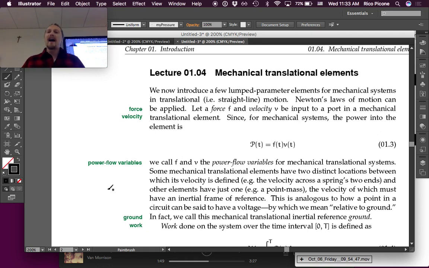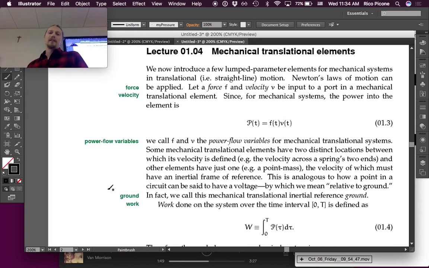Okay, so this is analogous to how a point in a circuit can be said to have a voltage, by which we mean a voltage relative to ground, right? We say a point's got 12 volts in a circuit, what we mean is 12 volts relative to ground. And when we say that a mass has a velocity of 5 meters per second, we mean a velocity of 5 meters per second relative to some reference.